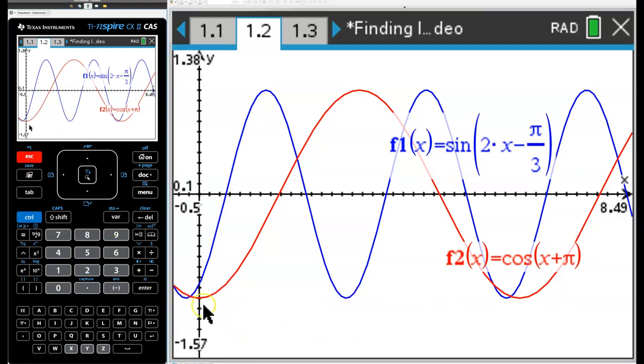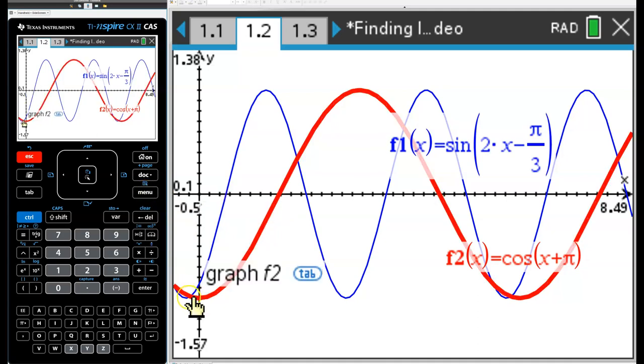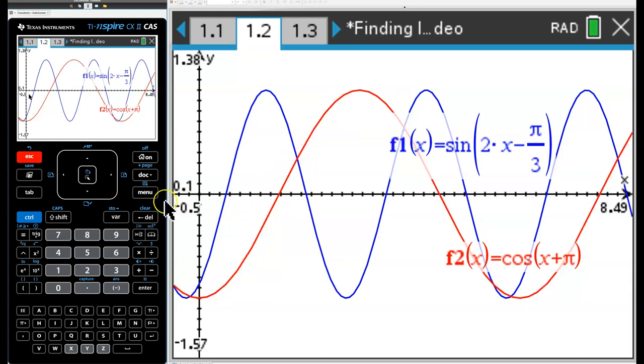Okay, so looks like I have one intersection here, one here, one here, one here, one here, and then one here. But remember, I want my interval to be 0 to 2 pi. So this intersection here is not going to be a solution. This intersection here will be a solution. So I'm going to find that intersection.